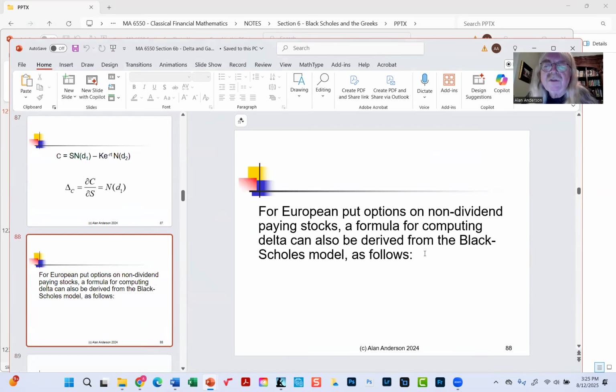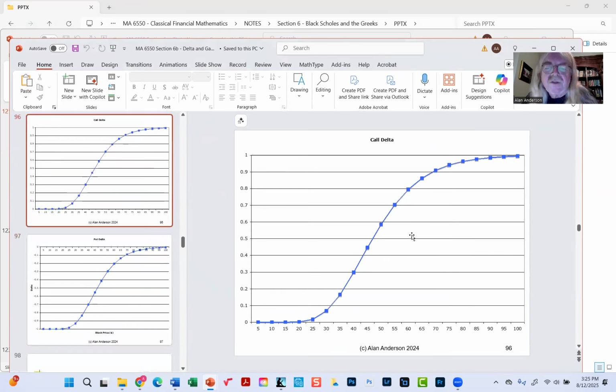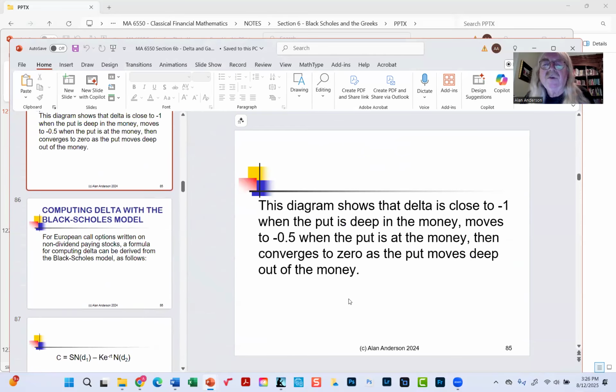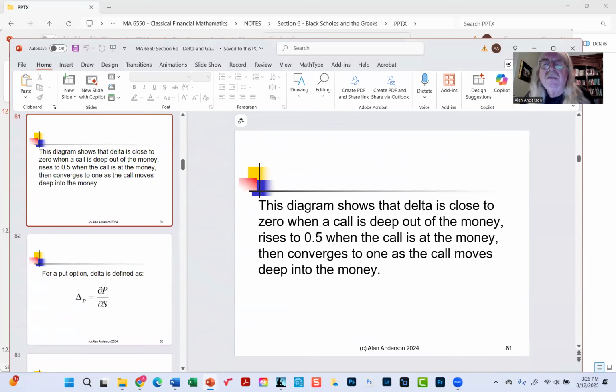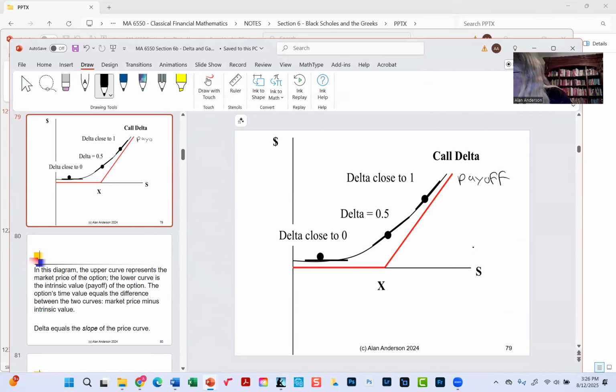Okay, but we also saw a graph here. Here it is. This is what I was looking for. So the delta is on the vertical axis. Now the call delta goes from 0 to 1. You can't go outside that range. And this is why, because looking at this graph real fast, on the final day of trading, the market price curve and the payoff curve, the red one, will coincide. Remember, this is the payoff. This is the market price.